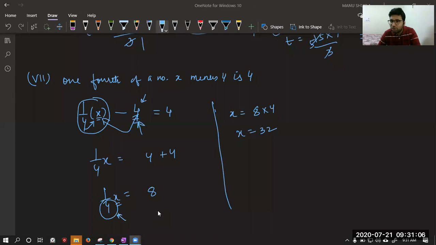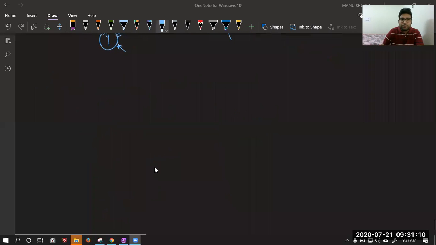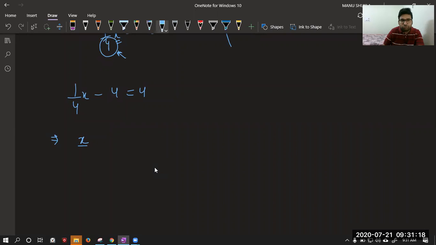No issue, beta Gauransh, if you have done it by another method. Again, I'm repeating. We have 1 upon 4x minus 4 is equal to 4. It can be written as x upon 4 minus 4 is equal to 4. We have to find the value of x.